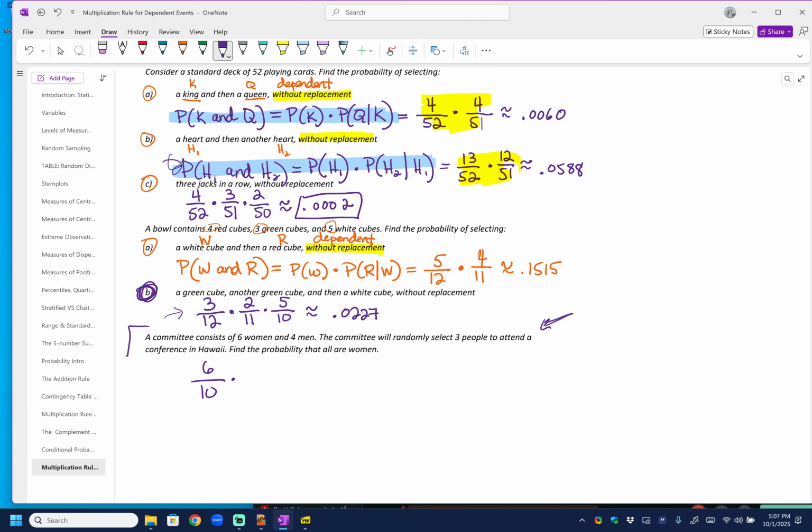Now you need to pick from the remaining 9 people for the probability. So the second time when you go to pick a person, there's only 9 left. But this time, one of the women has already been selected, so that means there's only 5 left. Along the same lines, once 2 women are now going to Hawaii, there's only 8 people left total, and there are 4 of them remaining that are women. So the probability of selecting 3 women in a row is going to be 6/10 times 5/9 times 4/8, which will be approximately 0.1667 as your resulting probability.